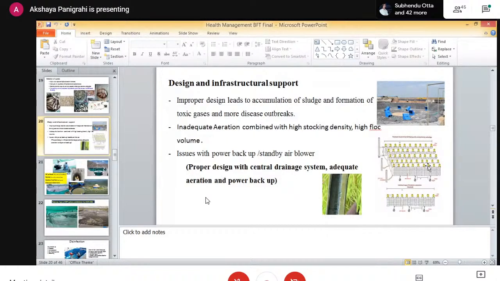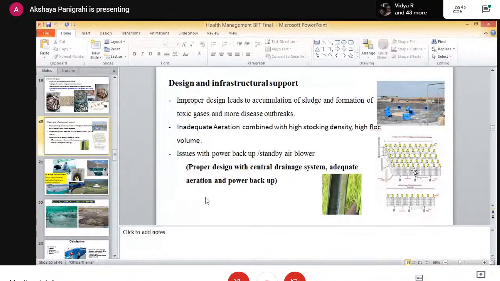As I've shown, some people combine this biofloc with periphyton. Periphyton is similar to biofloc, but it needs some kind of substrate where it settles down, and the animal can sit over it and eat.